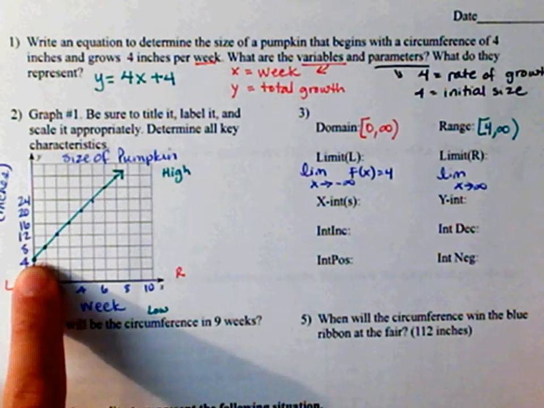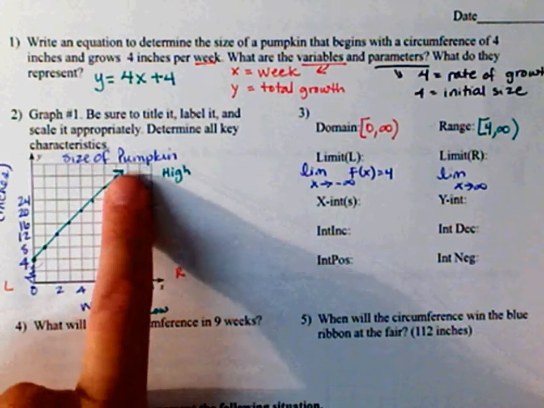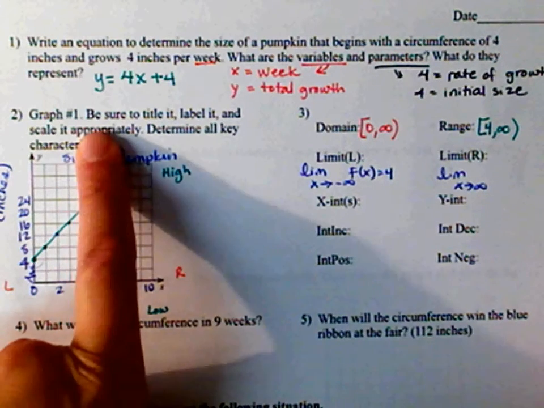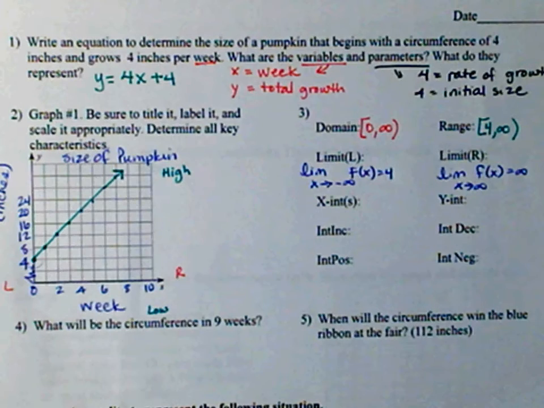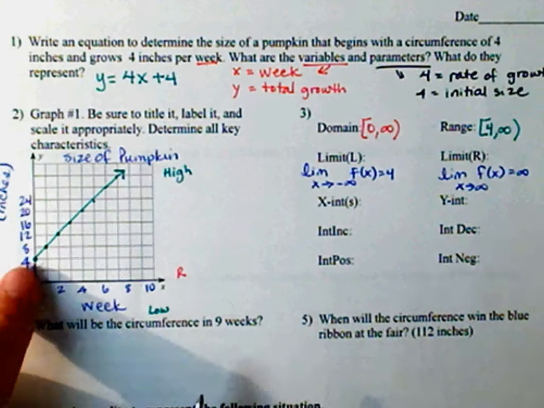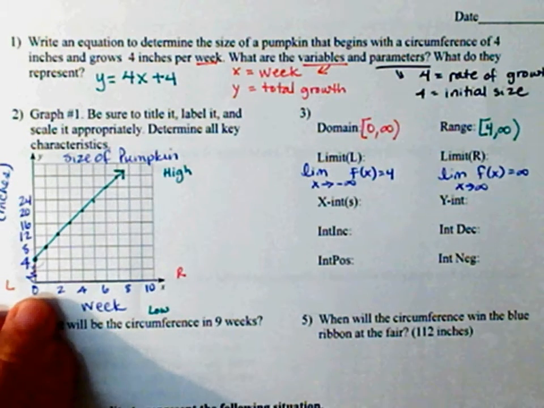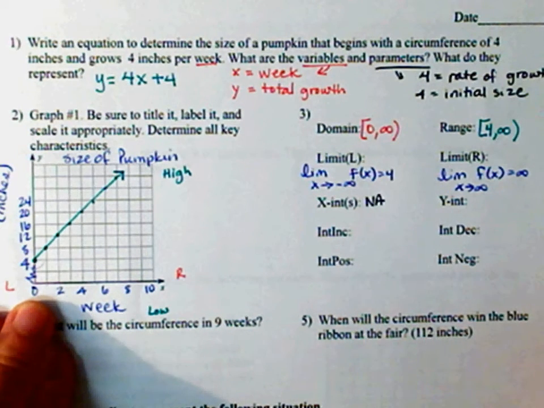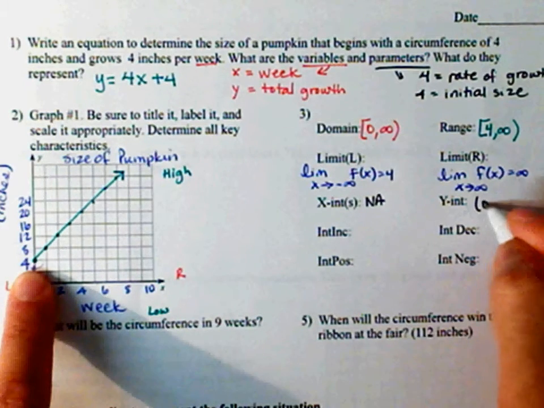Okay. This right-hand side, so we're talking about the arrow right here. As x is approaching positive infinity, it is also going up. So f of x is heading toward the positive infinity. Your x-intercept. Now, this is an application question. Do you see it crossing the x-intercept at all? So the answer is not applicable. You are not seeing it. Y-intercept, where is it crossing the y-axis? At 0, 4.